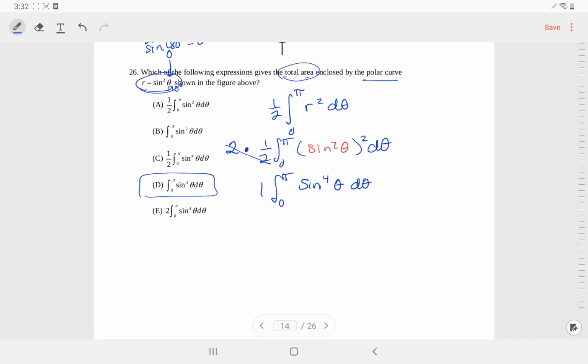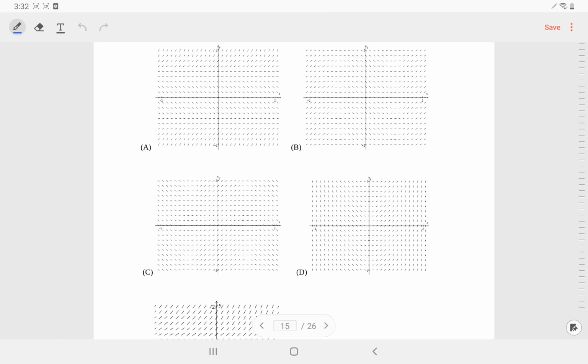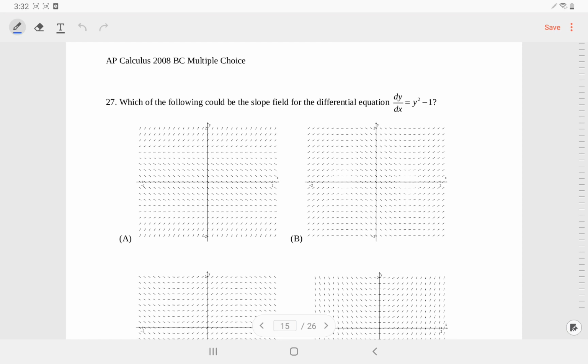Okay, so the next one. That's the end of that page. Ooh, slope fields. Okay, slope fields is good. Slope fields could definitely be on the free response, probably where you have to draw your own. Which of the following could be a slope field for this differential equation?